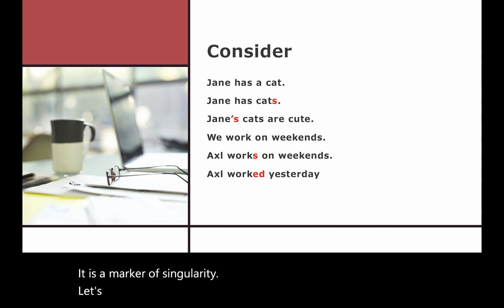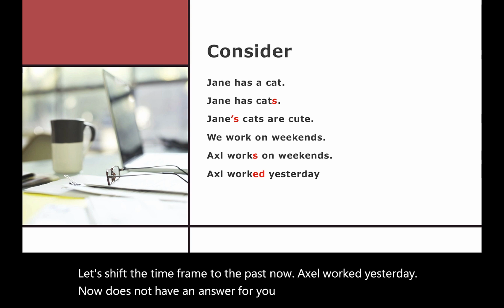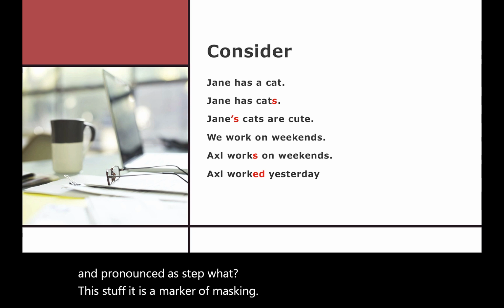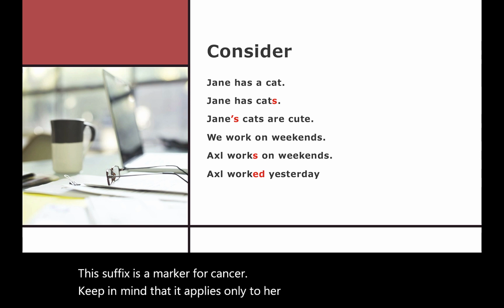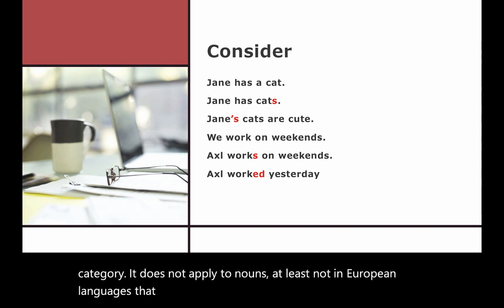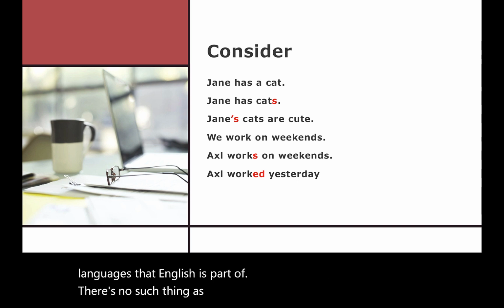Let's shift the time frame to the past now. Axel worked yesterday. The verb now does not have an "s" at the end. It has a suffix written as "ed" and pronounced as "t," worked. This suffix is a marker of past tense. Keep in mind that it applies only to verbs. Tense is a verbal category. It does not apply to nouns, at least not in Indo-European languages that English is part of. There is no such thing as a past tense noun, only a past tense verb.